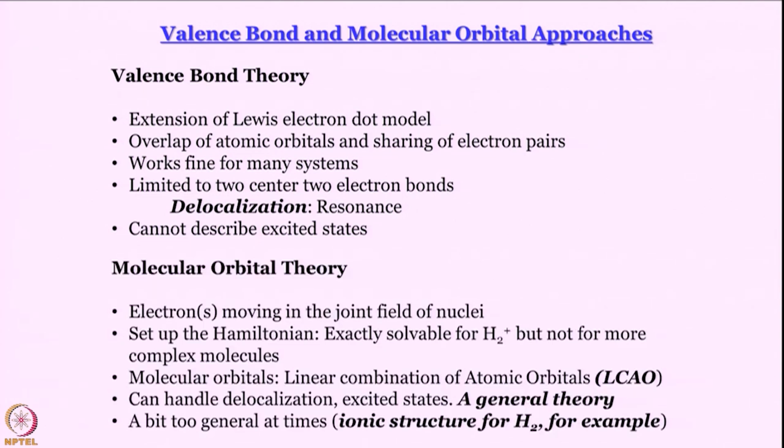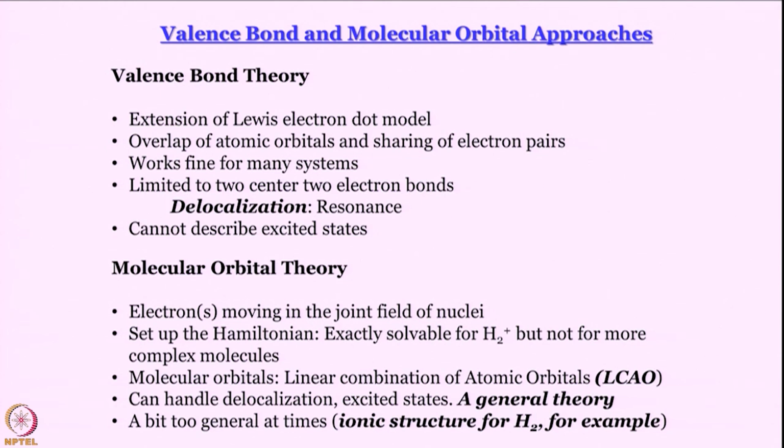So, in MOT we consider the electrons to move in the joint field of the nuclei. I will show you the Hamiltonian shortly. We try to find solutions for this Hamiltonian for H2 plus, and we use an approximation method called linear combination of atomic orbitals.